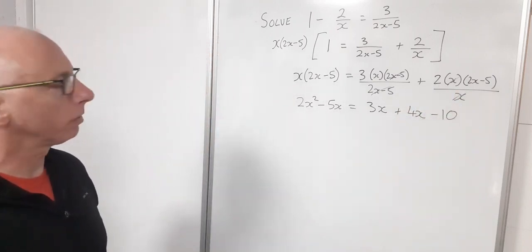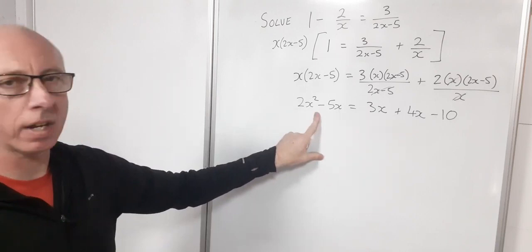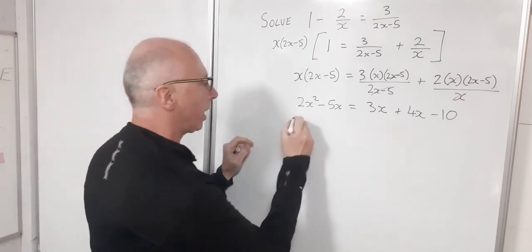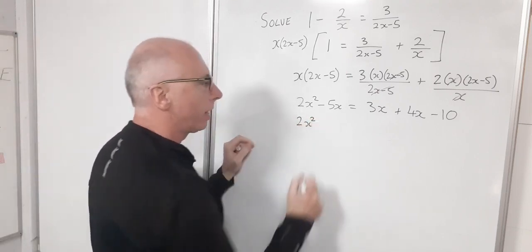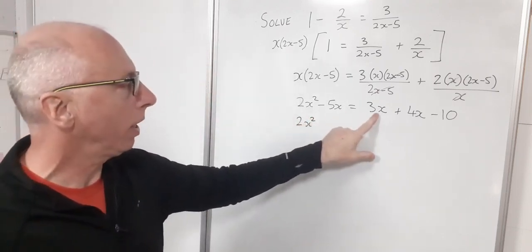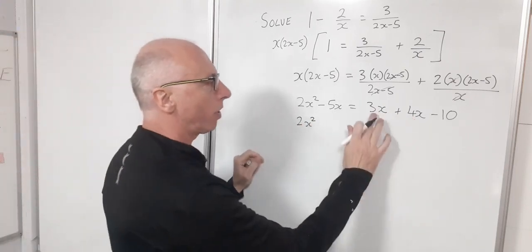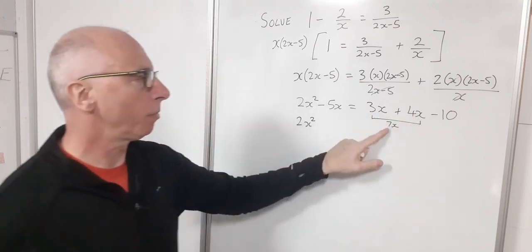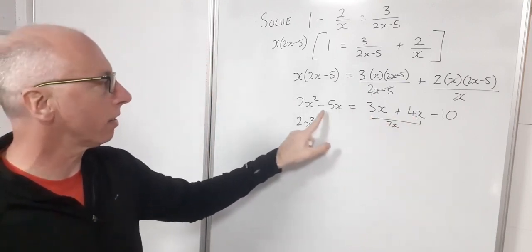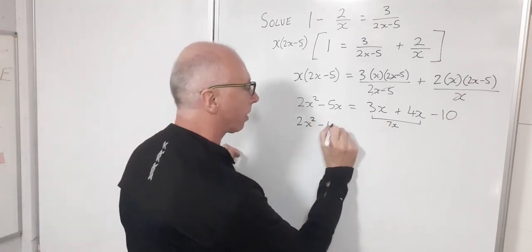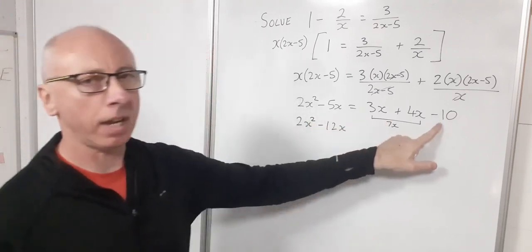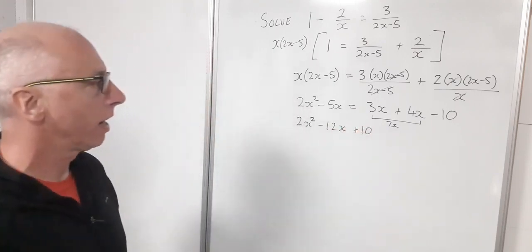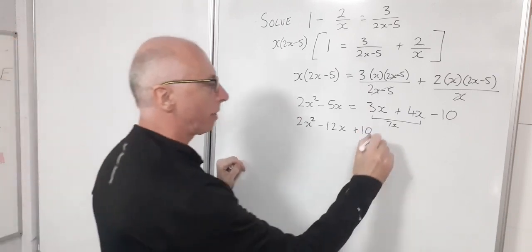Okay, well, if I get everything on this side, I'm going to have a quadratic equation. So let's do that. So 2x squared will stay as it is. Now I've got minus 5x, but let's bring across these ones. So I've got 3x and 4x. Those combined give me 7x. So I bring those across, I need to subtract 7x. So now I'm left with minus 12x. And minus 10 to bring across, I'm going to have plus 10. Okay, now on the right hand side, I'm going to have 0.